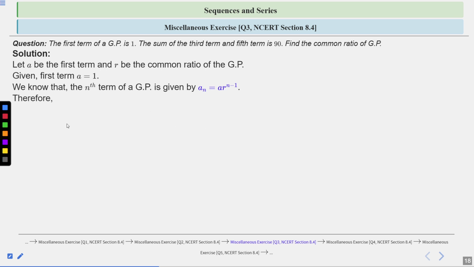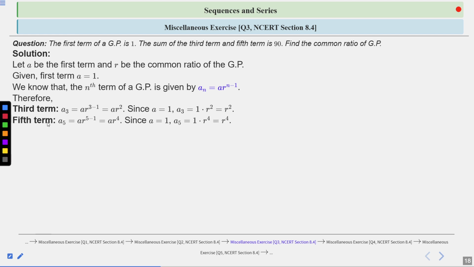Therefore, the third term, because in the question it is given that the sum of the third and fifth term is 90. The nth term of a GP is given by an, so if we put n equal to 3 in this formula, we get the third term, that is a3 equals a times r power 3 minus 1, which is equal to a r square. Since a equals 1, a3 equals 1 times r square, that is equal to r square.